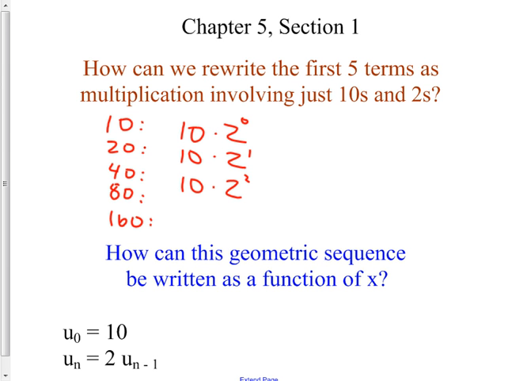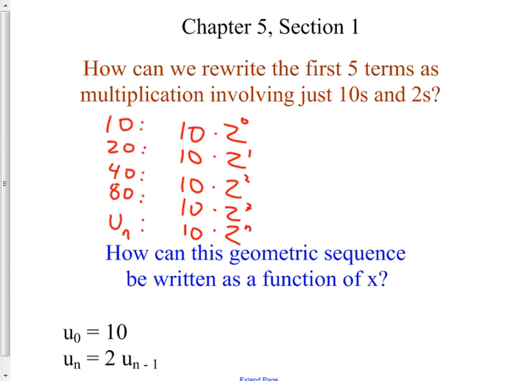All right. So then, unless you're kind of slow on the uptake, you're figuring out that each time after this, I'm just going to be changing that power to 2 to the something else. All right. So then if I said, instead of this, I said u sub n, it would still be 10 times 2 to the n. Very good.